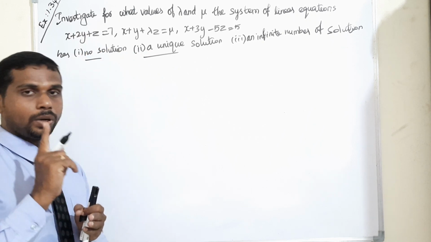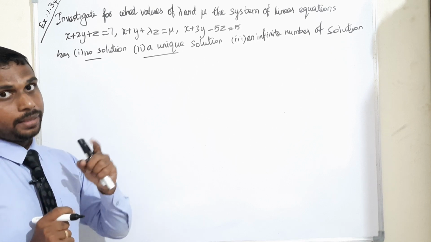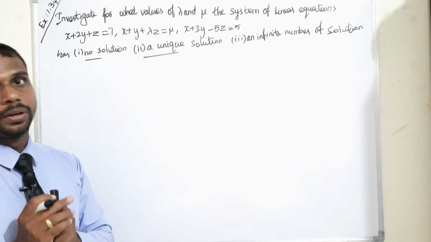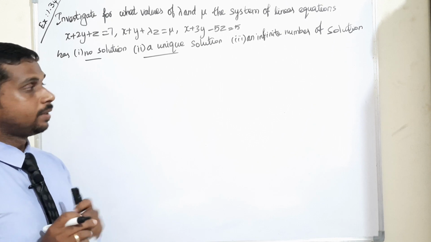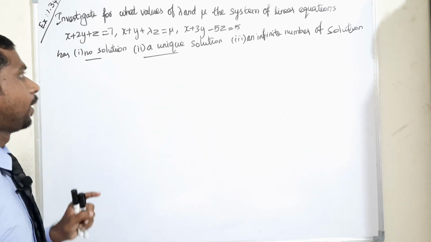Because 1.33 had only one solution, only one result. Then example 1.32 also had one result, and 1.31 also only one result. Here three conditions are there, we have to find them.